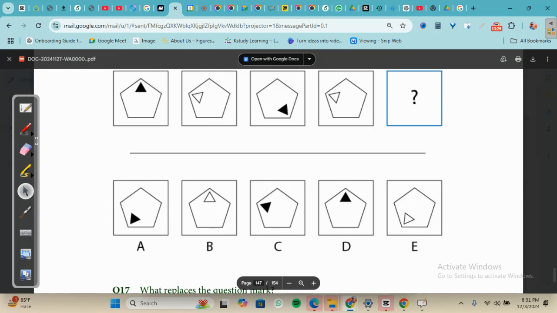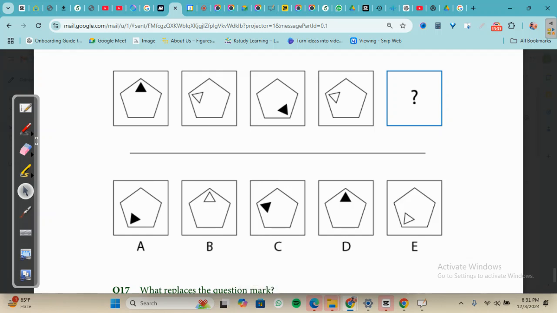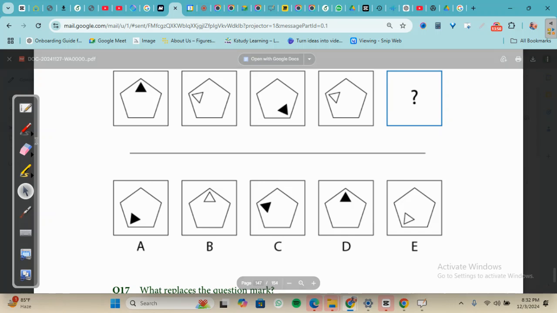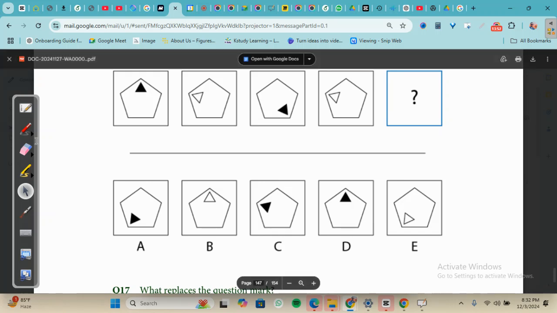So for this one, what do I notice here? I notice there is a black small triangle inside this shape. I think it's a hexagon. One, two, three, four, five. Five sides, that's a pentagon, right? One, two, three, four, five. This pentagon. So you have pentagon for everything. So that means it's the same all through.